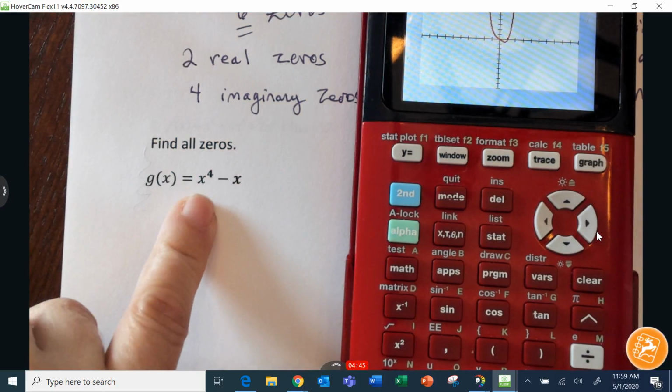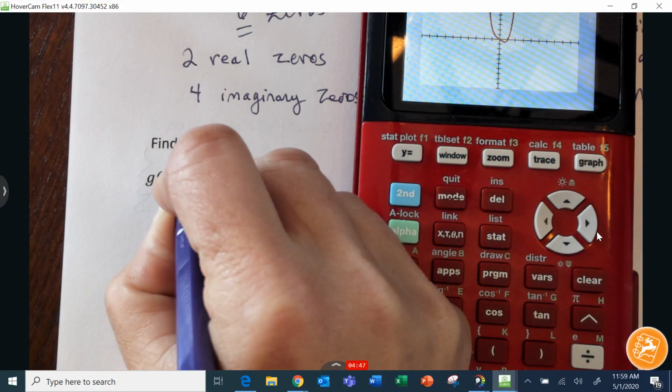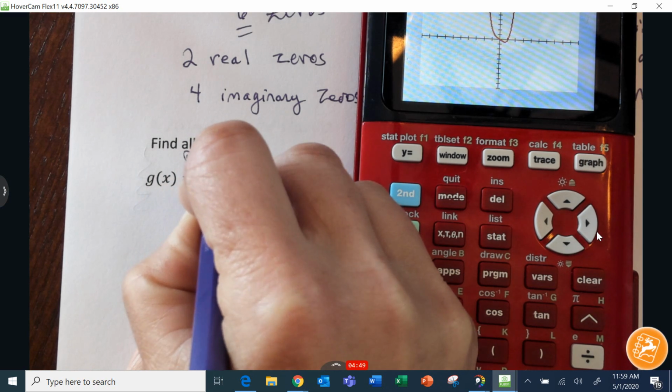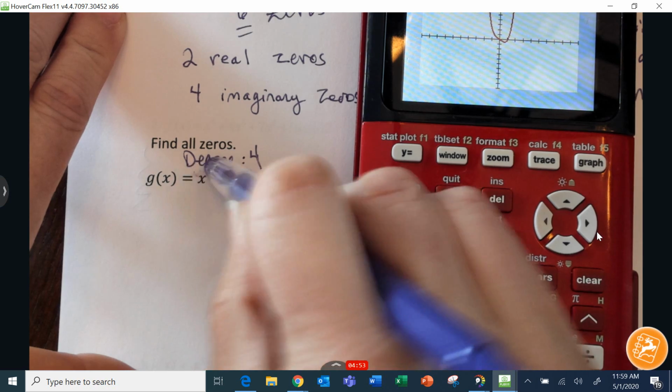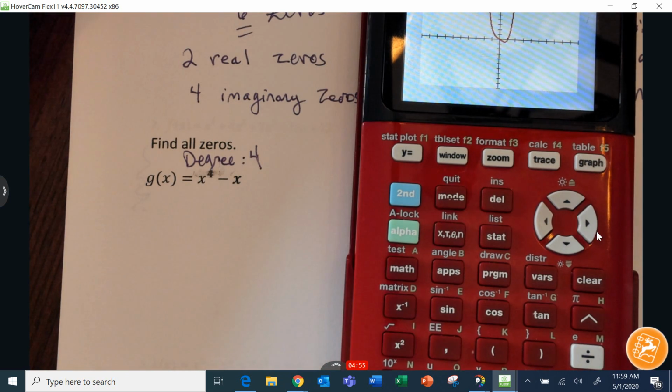It looks like this is a degree of 4, so it looks like I should have 4 total zeros.